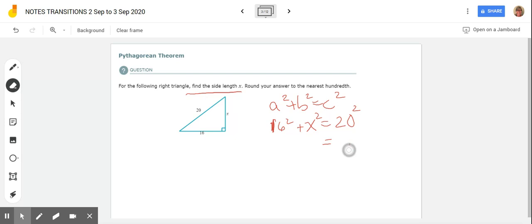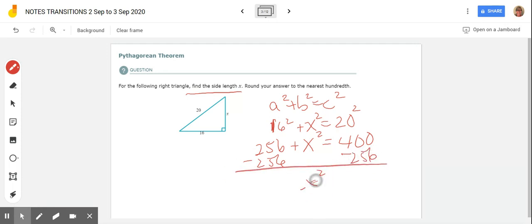You're wondering what I'm doing over there. I don't know what I'm doing over there. I know what I'm doing. I'm going to write 400. 20 squared is 400. X squared is x squared. 16 squared is 256. So, oh my gosh, this is what happens when I start working really fast. I start writing weird stuff on my paper. Okay, subtract 256 from both sides.